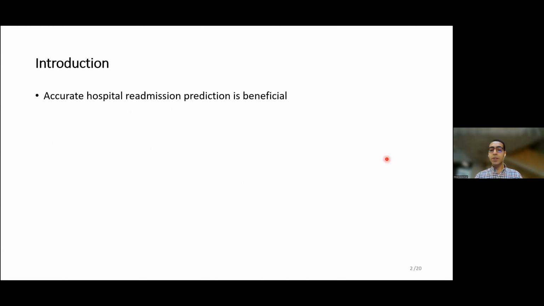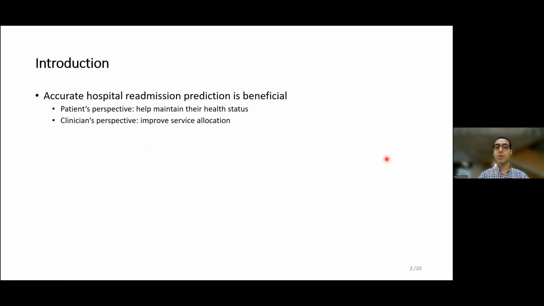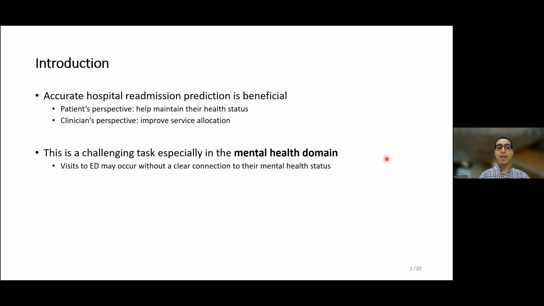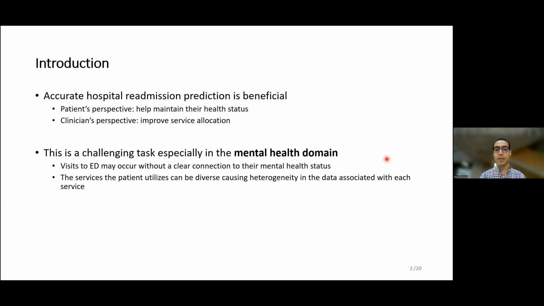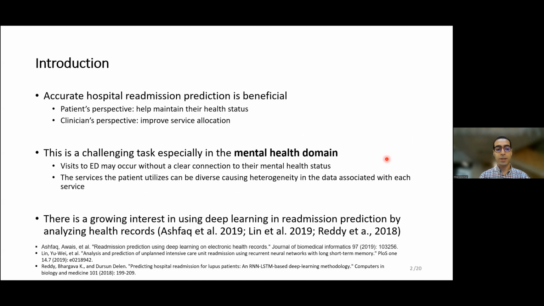Accurate hospital readmission prediction is beneficial both for the patients and for the clinicians. For the patients, it helps maintain their health status, and for a clinician, it will improve service allocation. However, this is a challenging task, especially in the mental health domain, as visits to the ED may occur without a clear connection to their mental health status, and the services the patient utilizes can be diverse, causing heterogeneity in the data associated with each service.